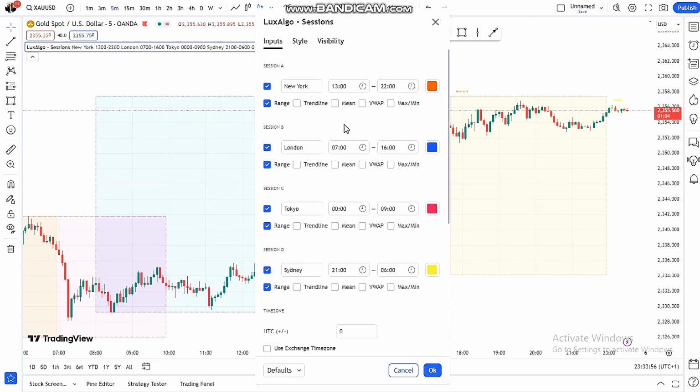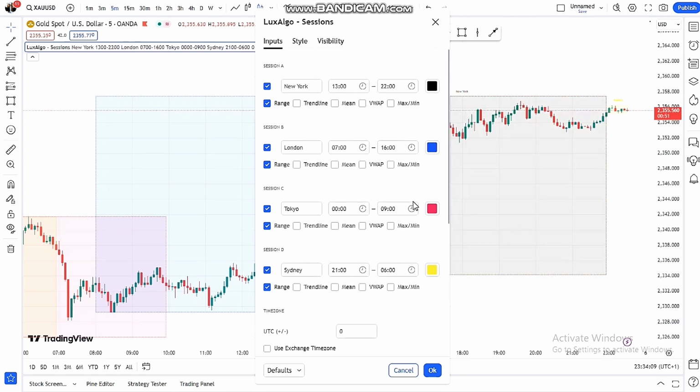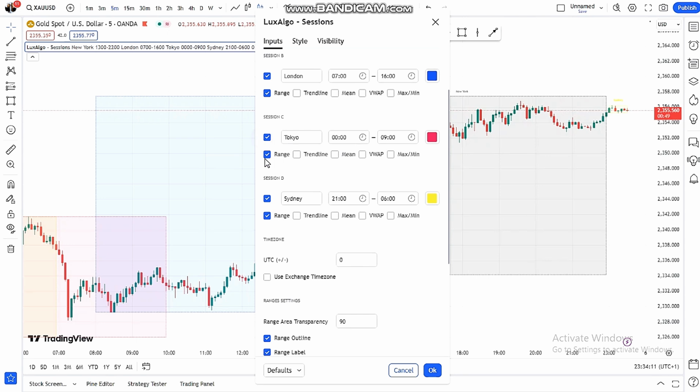How do we set it? We have the New York session, the London session, the Tokyo session, and the Sydney session. How does this work? First of all, change the color of the New York session if you like. Then uncheck Tokyo and uncheck Sydney.